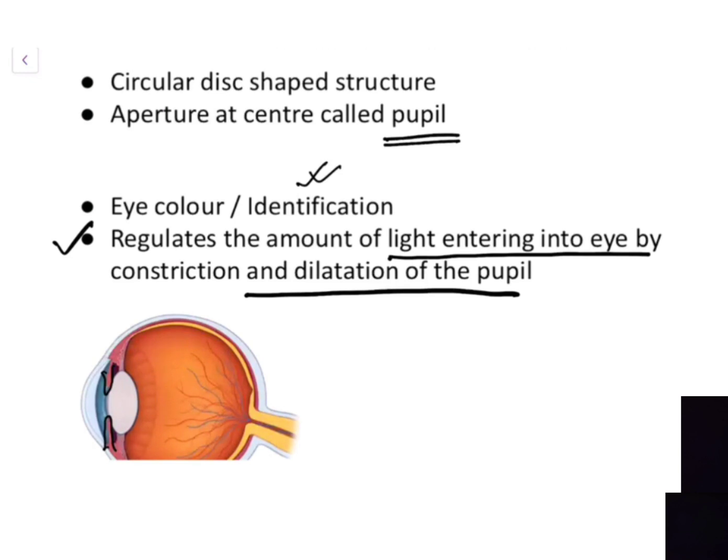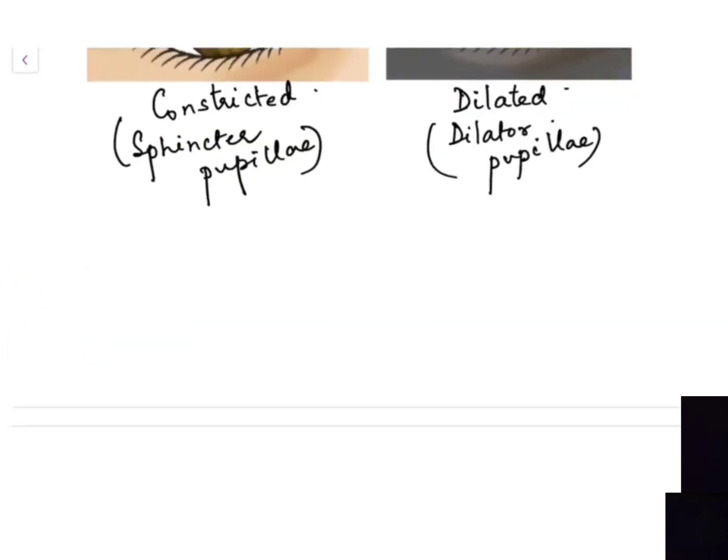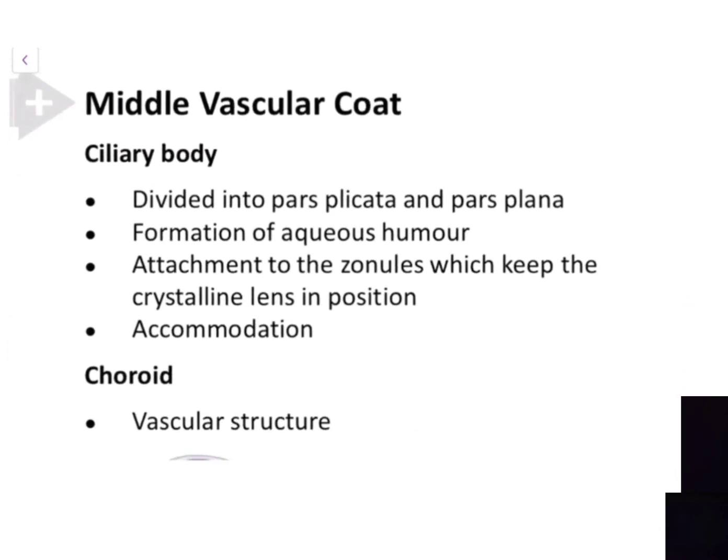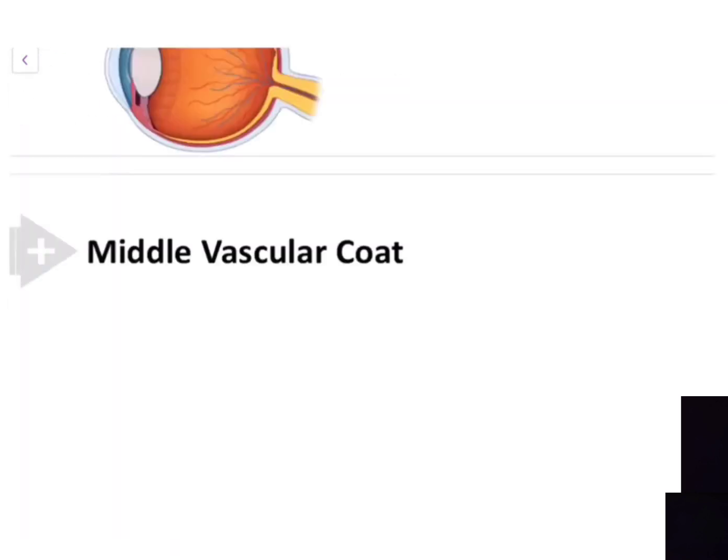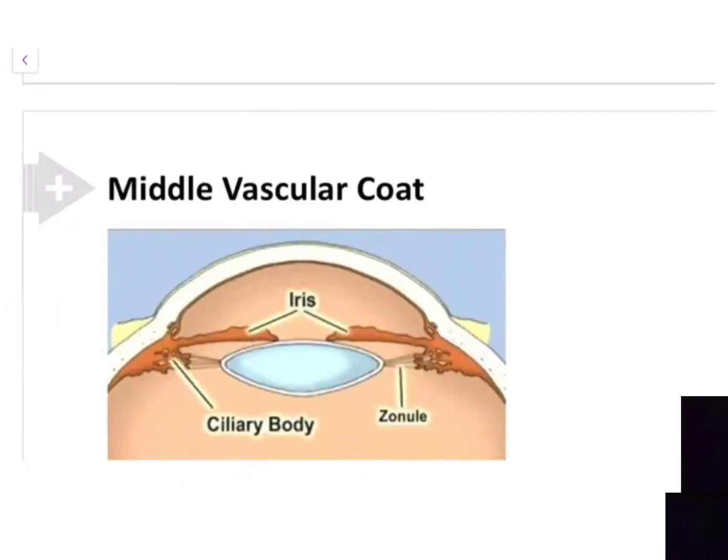Now we take it backwards. If you trace it backward, I told you, it becomes continuous with your ciliary body. Now this ciliary body looks something like this. So this is your ciliary body. The front part of the ciliary body has these finger-like projections, and this part is called your pars plicata. And you can see that these projections are attached to certain thread-like structures called zonules, and these zonules are helping to keep this crystalline lens in its position.